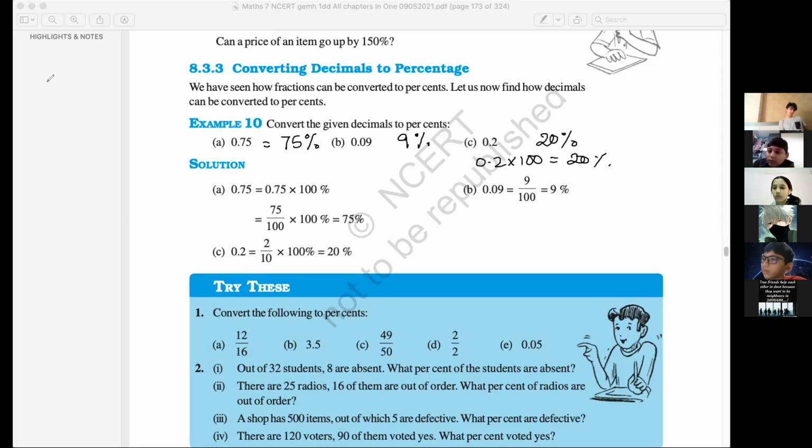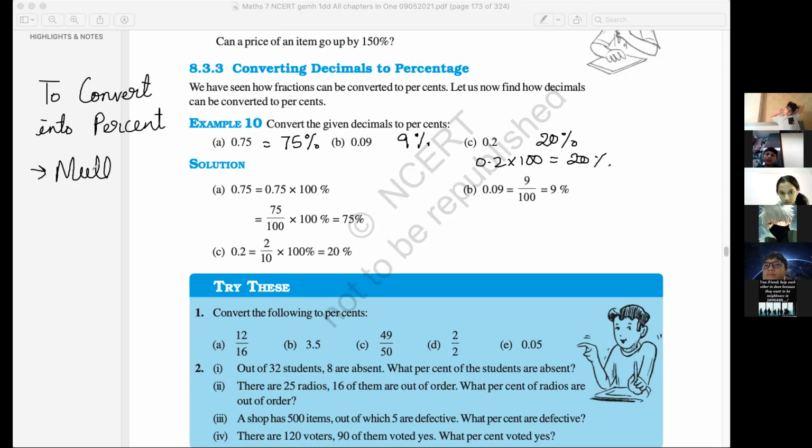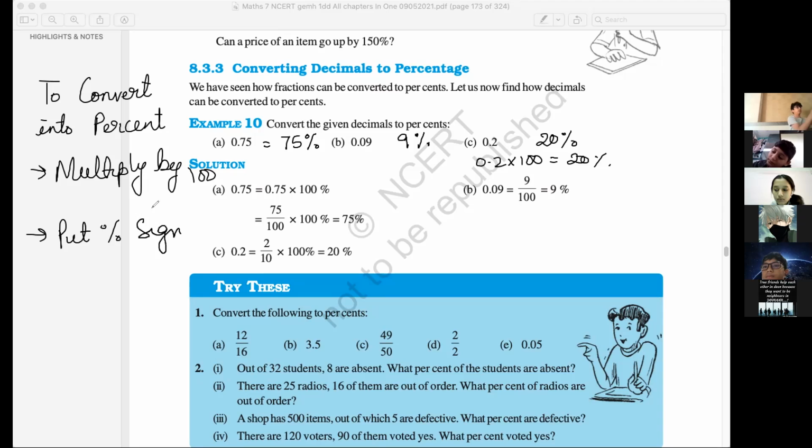So what is the technique to convert into percent? First step, multiply by 100. Then put a percent sign in the answer. Okay, so you have to put a percentage sign in the answer because now it is converted into percentage.